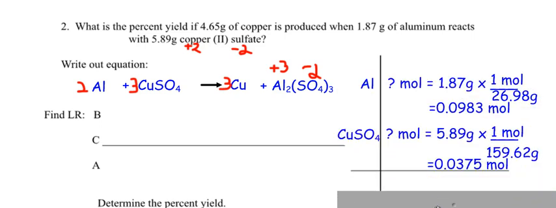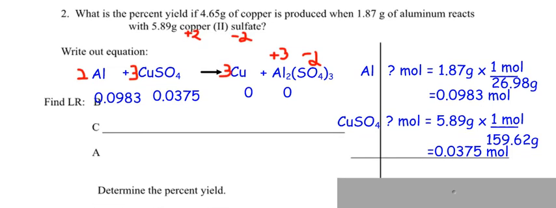Okay, so for aluminum, how many moles? I got 0.0983 moles, so I'll stick that over here by aluminum. I got 0.0375 moles of copper(II) sulfate, and as you know, you always start with zero products. Okay, so now what? I need to determine which is my limiting reactant. So which one's going to run out first?